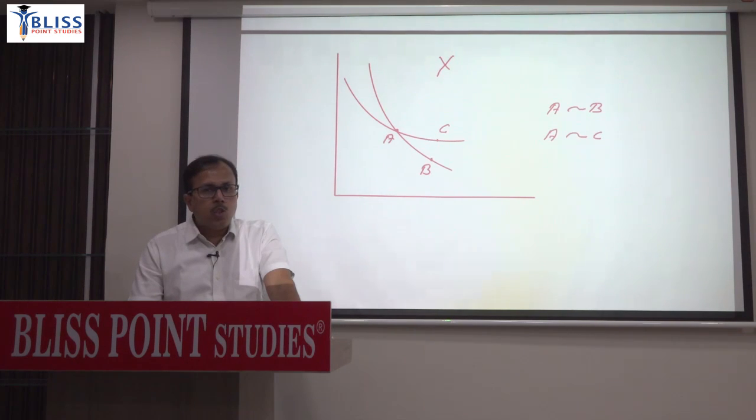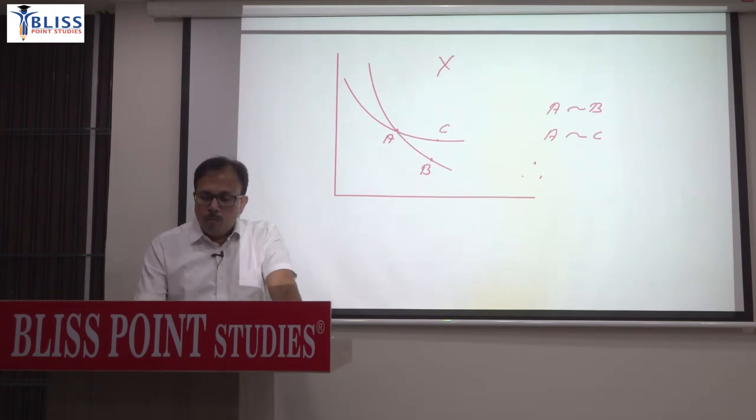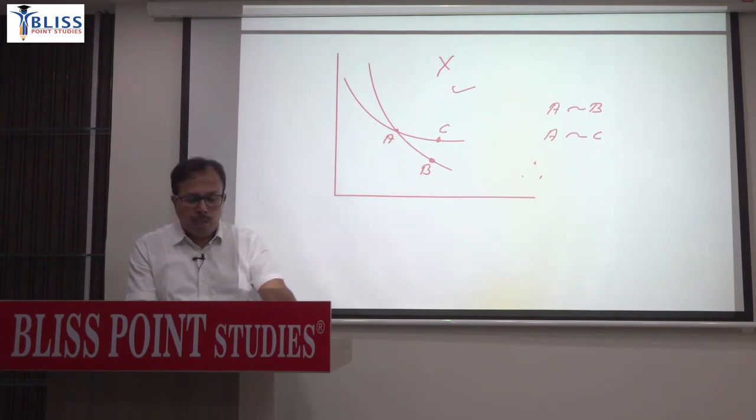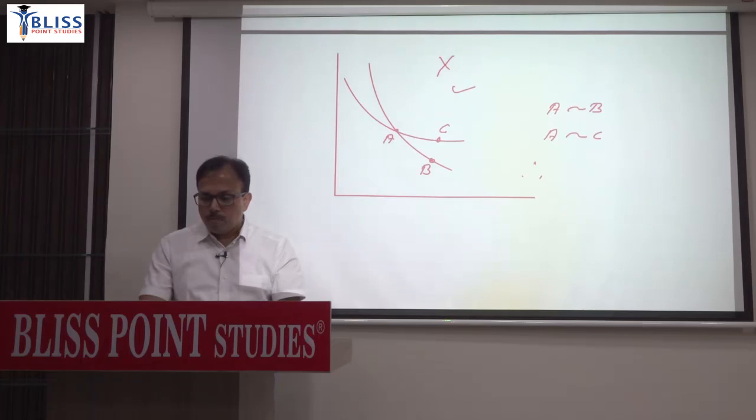So if the consumer is indifferent between A and B, and he is indifferent between A and C, then the consumer must be indifferent between B and C. But that can happen only when B and C are on the same indifference curve, which is not the case here. So using that assumption of transitivity, we say that indifference curves cannot cross, they cannot intersect each other. That is an important property, you have to follow that.